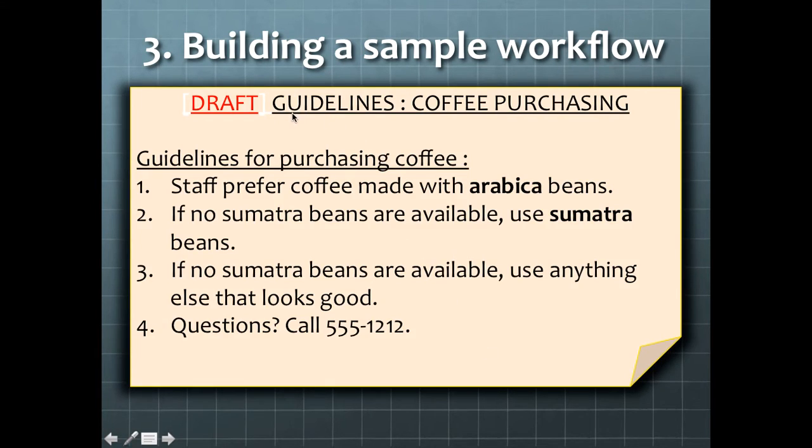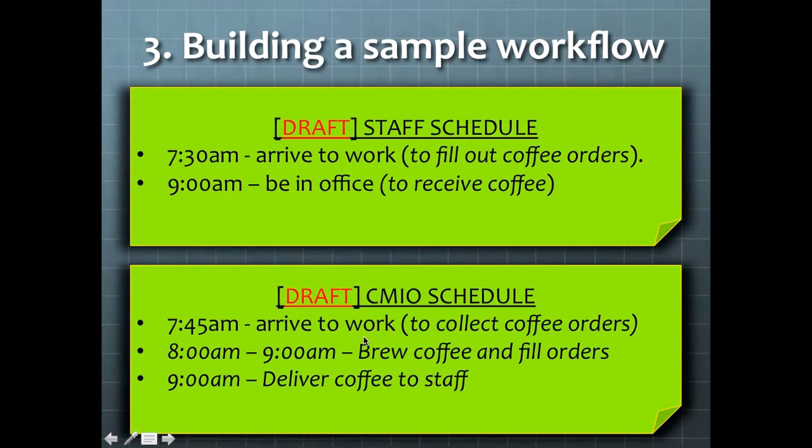We might also want some guidelines about coffee purchasing. Suppose we want to provide the CMIO some guidelines, and the guidelines might simply say staff prefer coffee made with Arabica beans. If those aren't available, then use Sumatra beans. And if no Sumatra beans are available, then use anything else that looks good. If there are any questions, that's what to call. Remember that guidelines are not policies. Guidelines are sort of recommendations, so they shouldn't be confused with policies.